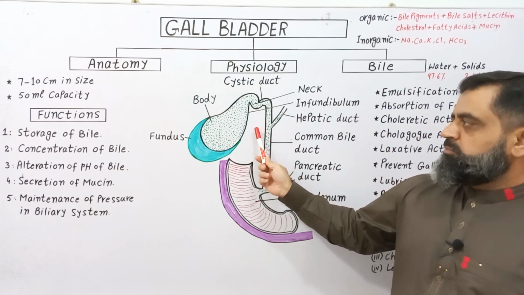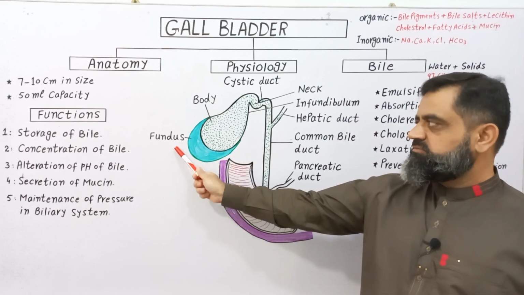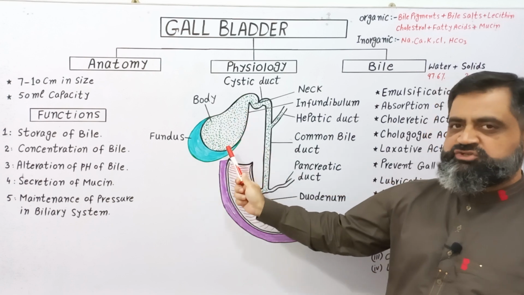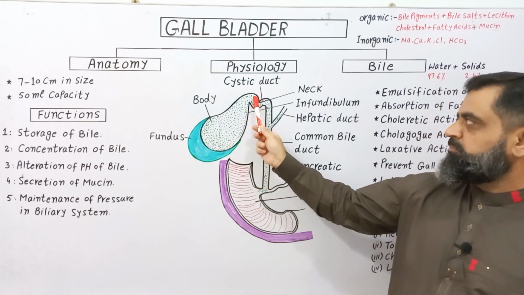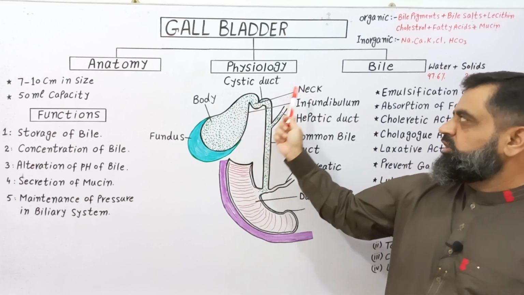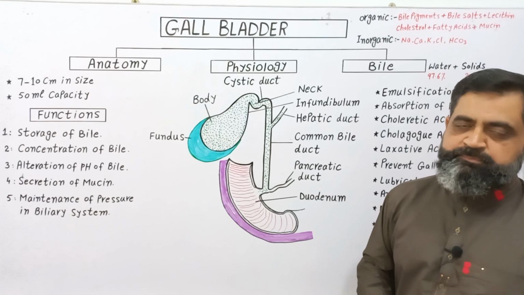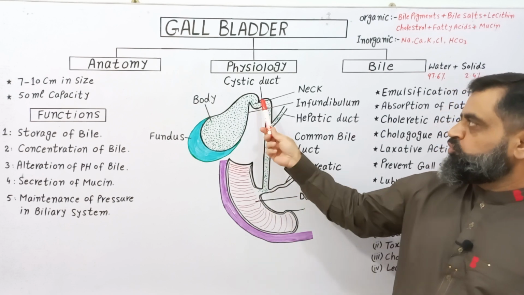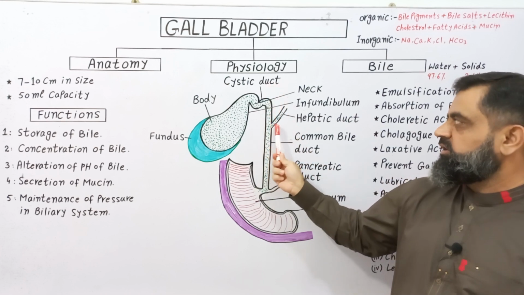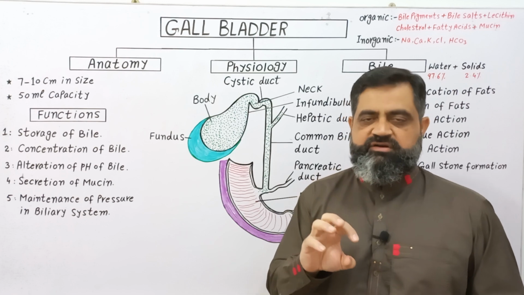The gallbladder is composed of 3 major parts. The first major part is known as the fundus. The second is known as the body, which is a sac-like structure. And then there is a third part which is known as the neck. Just between the body and the neck, there is a funnel-shaped structure known as the infundibulum, which opens into a duct known as the cystic duct. Right over here, there is a hepatic duct which keeps coming from the liver.